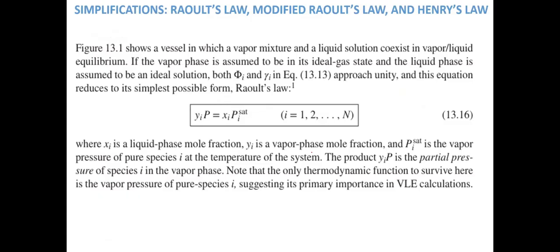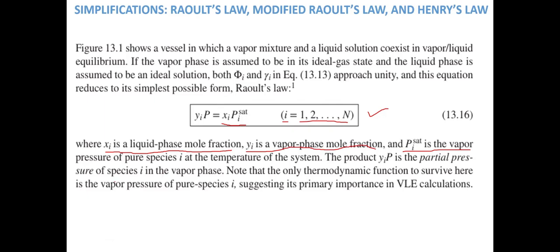So this is the further detail, where the specifications are Raoult's law, modified Raoult's law, and Henry's law. The same explanation that we have given, the components can be more than 1 to 2, up to n. So Y1P is equal to X1P1 saturated. If the components are 2, we will use Y1P plus Y2P equals X1P1 saturated plus X2P2 saturated. Xi is the liquid phase mole fraction, already told to you. Yi is the vapor phase mole fraction, already discussed.